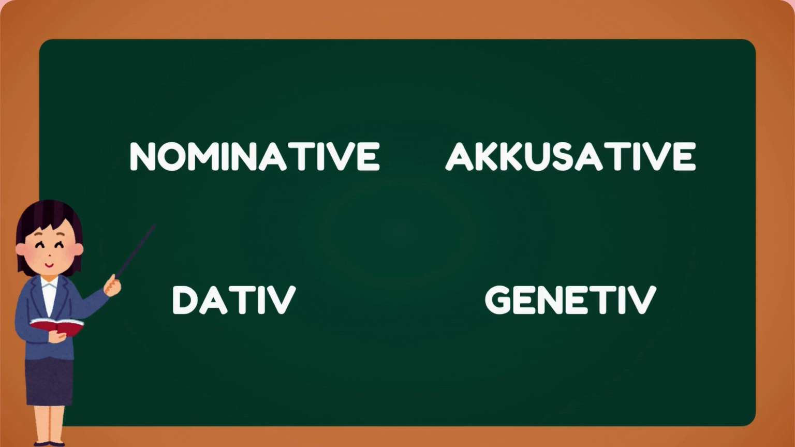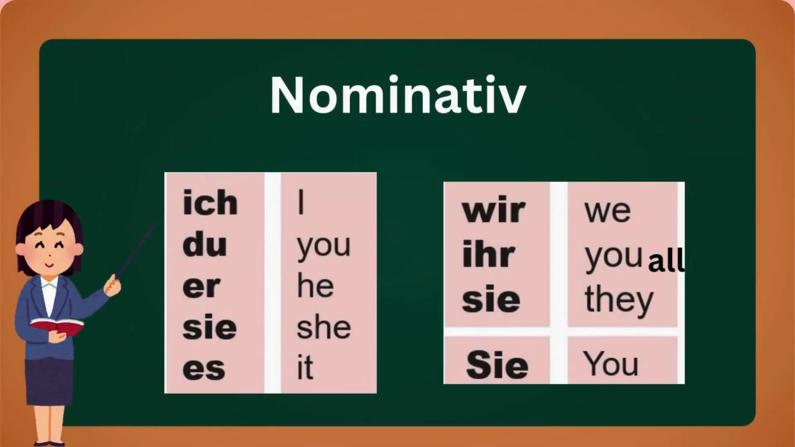But for now, we are only going to focus on the nominative case, which is the simplest and most important when learning pronouns. In German, the nominative case is used for the subject of a sentence, the person or thing performing the action. Now, let's look at the personal pronouns in the nominative case. The first pronoun is ich. Once again, ich, which means I.